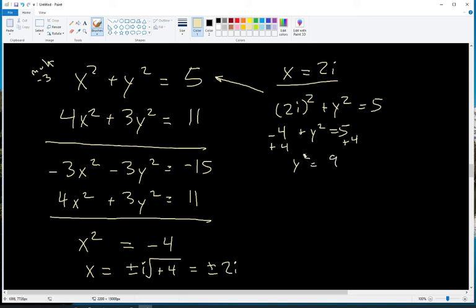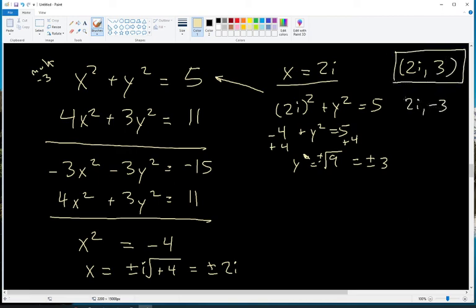To get rid of the square, take plus minus square root of 9, so I get plus minus 3. So the x value, positive 2i, generates two y values, positive 3 and negative 3. So we get (2i, 3) for one solution from 2i, and we get (2i, negative 3) for a second solution from there. So x equals 2i generates two solutions.